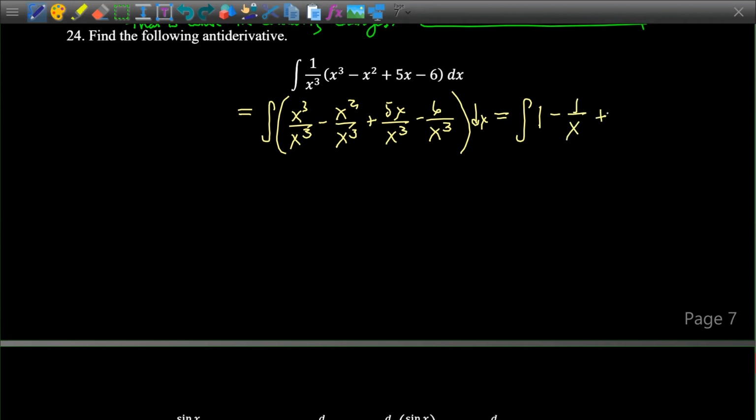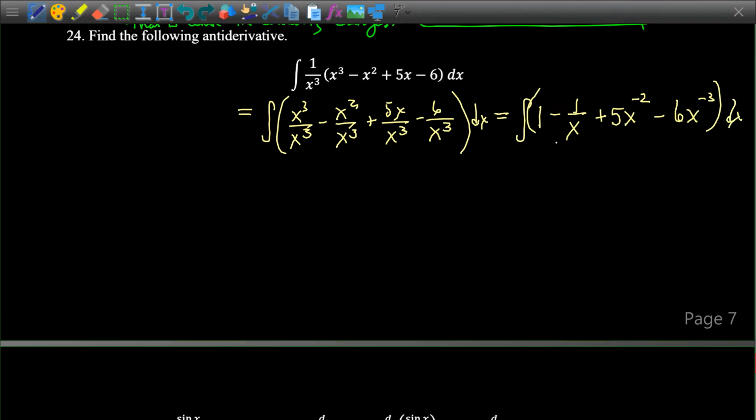5x over x cubed is 5 over x squared. I'm going to write that as 5x to the minus 2. And then minus 6 over x cubed. I'm going to write that as minus 6 times x to the minus third. That's all in parentheses. And then dx.